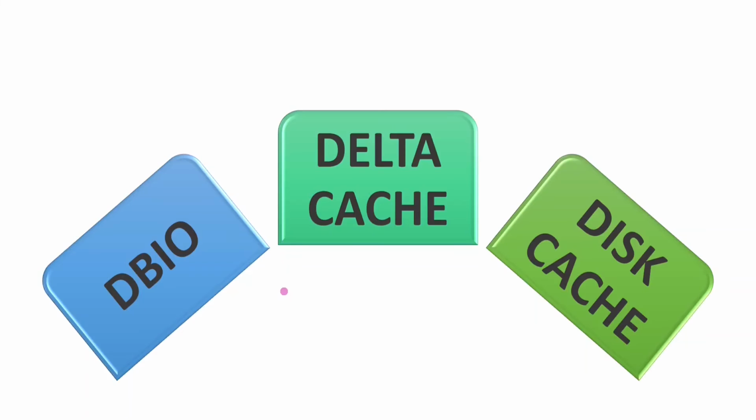Delta cache was called DBIO cache initially and called Delta cache later, but it is again renamed to disk cache. So basically, Delta cache, DBIO cache and disk cache all are pointing to the same concept.